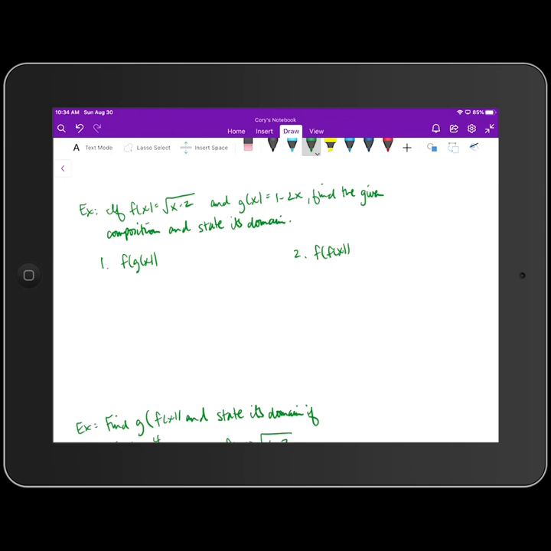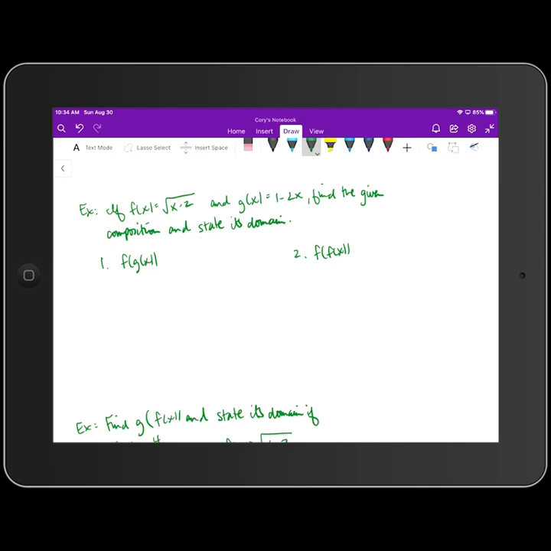Okay, so let's get into the next part of this lesson. We're going to do some of the same types of examples, but with different types of functions here. The directions for this one say if f of x is equal to the square root of x minus 2 and g of x is equal to 1 minus 2x, we're asked to find the given composition and state its domain. All right, so for number one, we're going to do f composed with g of x.